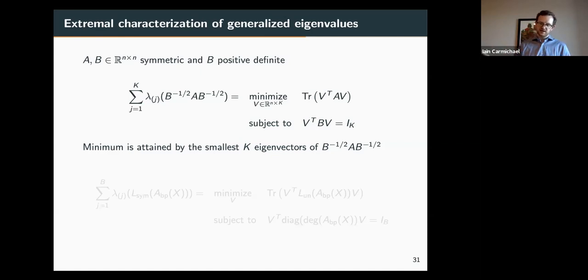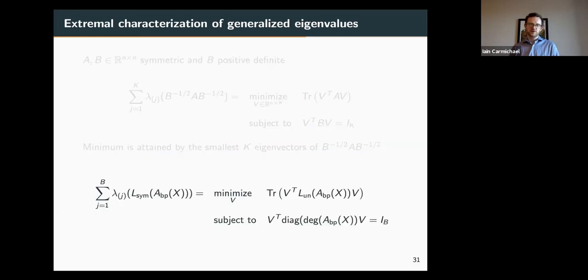Now how does this help us with our original optimization problem? Well, it means we can replace the sum of the smallest b eigenvalues of the symmetric Laplacian with these terms that are going to turn out to be linear in X.